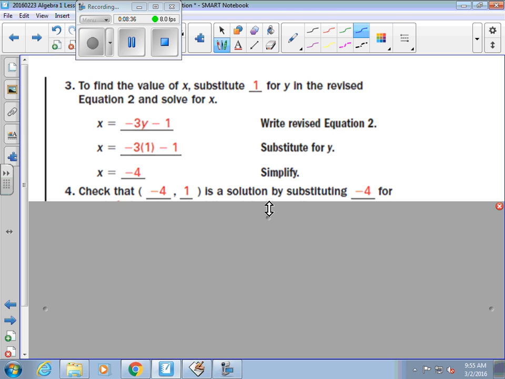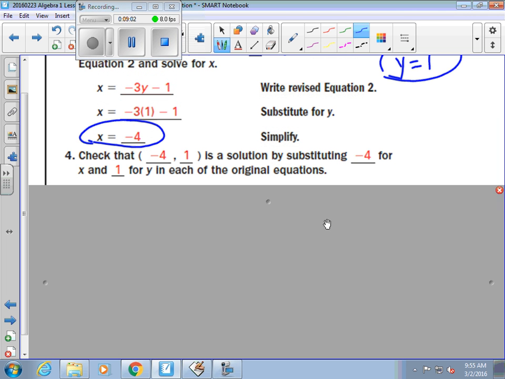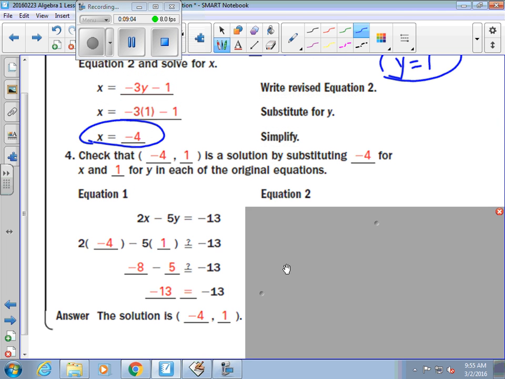So now you have an x value to go along with the y value we had a second ago, which was 1. So you have an x and a y. You write it as x comma y, I'm sorry, it's x comma y, negative 4 comma 1. Then it says to check to make sure it's a solution by subbing in negative 4, 1 into each of the original equations. So let's check this first one.